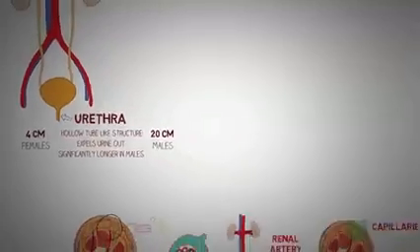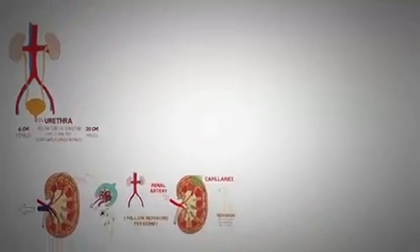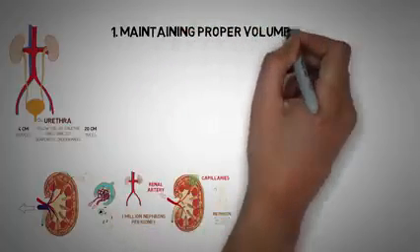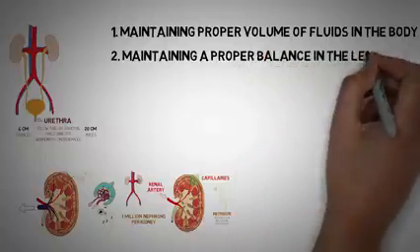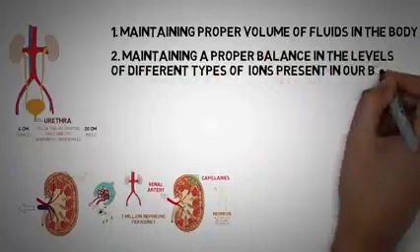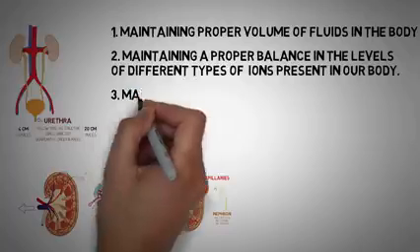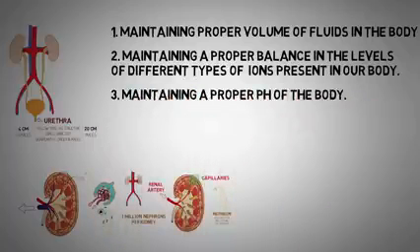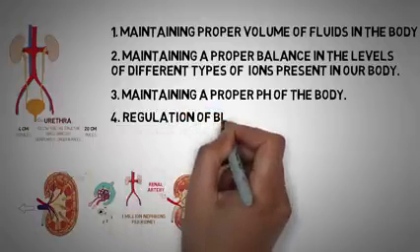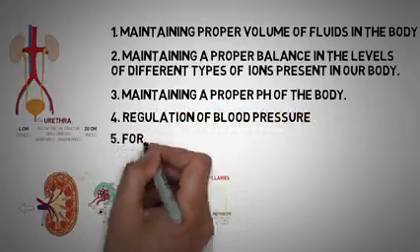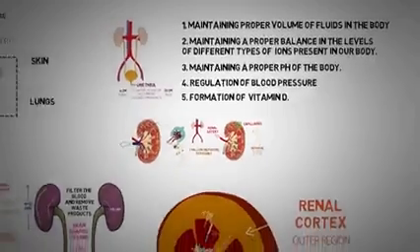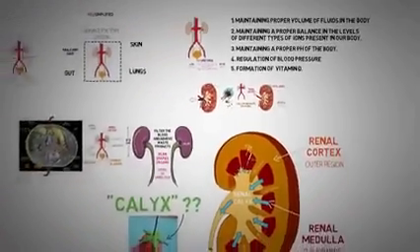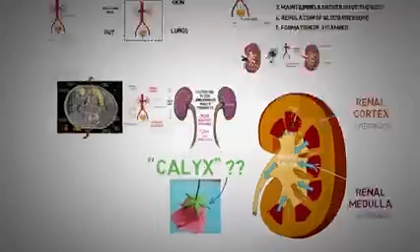Besides excretion, the kidney has many other important roles, like maintaining a proper volume of fluids in the body, maintaining a proper balance between the levels of different types of ions in our body, maintaining a proper pH of the body, regulation of the blood pressure, and formation of important vitamins like vitamin D. So this was about the role of the urinary system in the process of excretion. Now let's talk about the rest of the organs of the body that are included in the human excretory system.